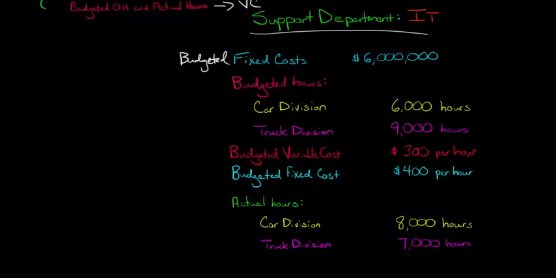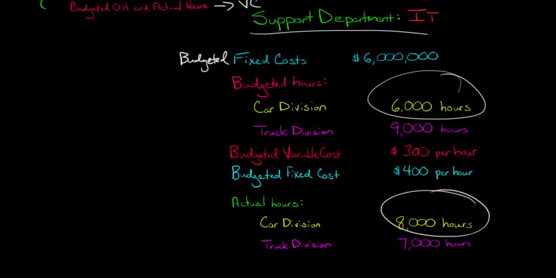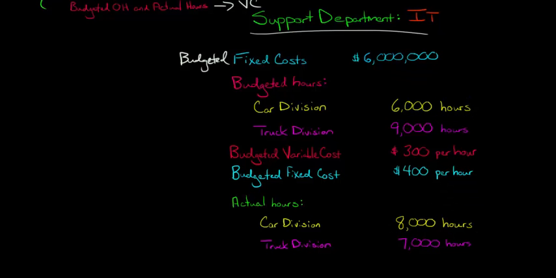So car division, we thought it was going to be 6,000 hours, but actually it turned out they used 8,000 hours of IT, right? Truck division, we thought it'd be 9,000. Turned out it was a little less. It was 7,000, right?